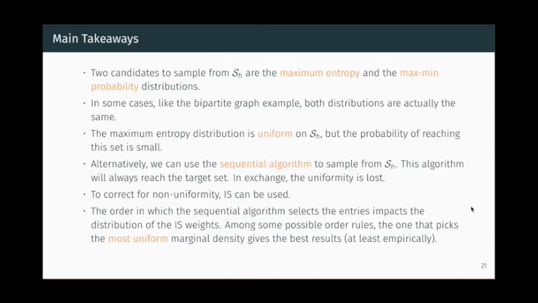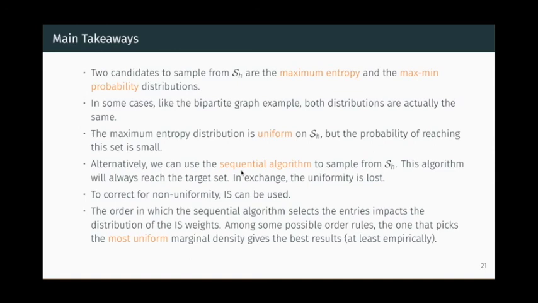So to conclude, some points. The first one is that when you want to sample from the target set, you can consider 2 candidate distributions, the maximum entropy and the max-min probability distributions. It turns out that in some cases, and in particular when you're talking about simulating graphs, these 2 distributions are actually the same, so it doesn't matter which one you use. Now you can use the maximum entropy distribution to sample uniformly from the target set. But the problem is that this is an acceptance rejection method with a probability of accepting very small. So in practice, what you could use is the sequential algorithm instead.